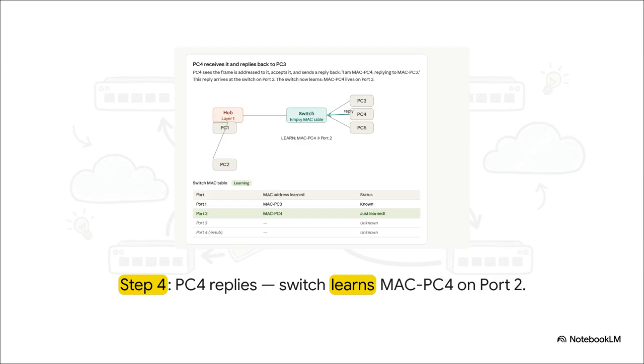PC4 sees that flooded frame, accepts it because it's addressed to it, and sends a reply back down the cable saying, "Hey, I'm Mac PC4, replying to Mac PC3." This reply hits the switch on port 2. Instantly, the switch triggers another learn action. It reads the source MAC of that reply and writes it down.